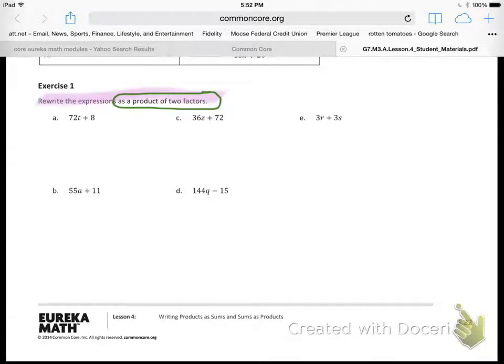So I'm going to go ahead and pause. You go ahead and do this and pay close attention to what you're doing. You're finding your greatest common factor. You're going to put that greatest common factor on the outside of the parentheses, and then you're going to have a sum in the parentheses.